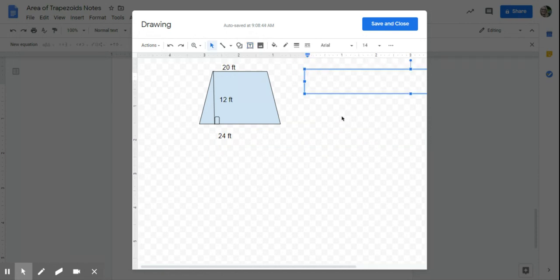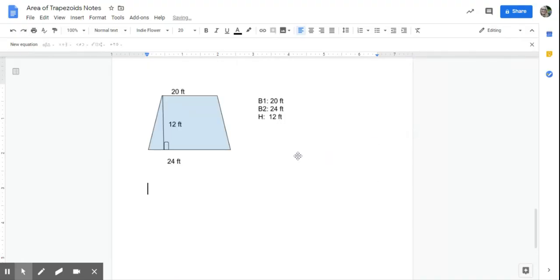So before we do anything, I do want you to label off to the side what the things you need are. So I know in this formula I need a base 1, a base 2, and a height. If you want to shorten it, you can put B1. Base 1 for me is always going to be the shorter base, which is 20 feet. Base 2 is always going to be the longer base, which is 24 feet. And the height is always the height, that's 12 feet. All right, so I've got everything that I need. Now I can actually go in and write my formula down.